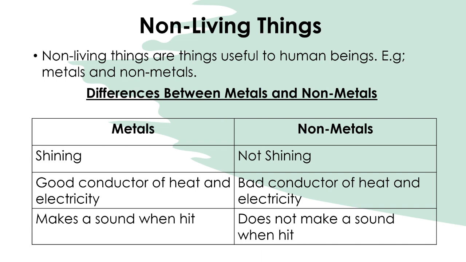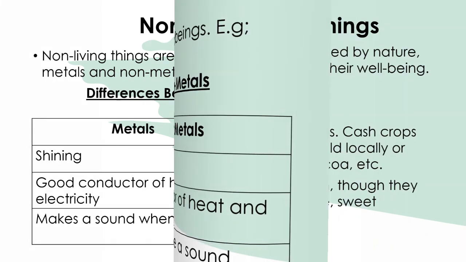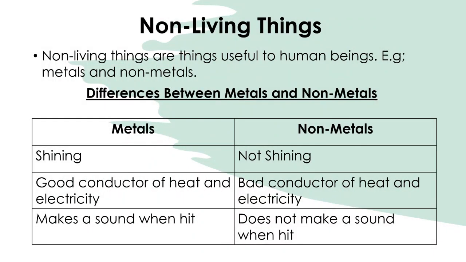Uses of metals and non-metals. Metals are very useful. Non-metals too are useful to man. You can use metals in making what? Cars. You can use them in making lorries, batteries. You can use them also in making poles, generators, electrical fittings.